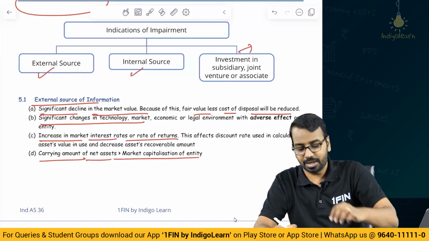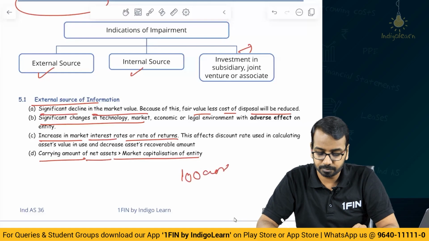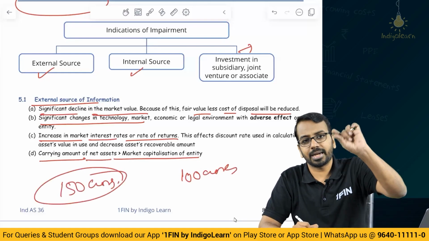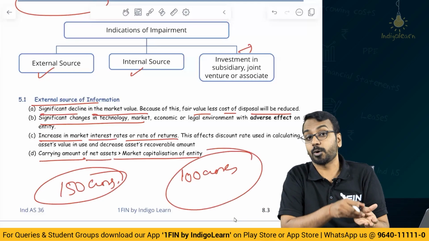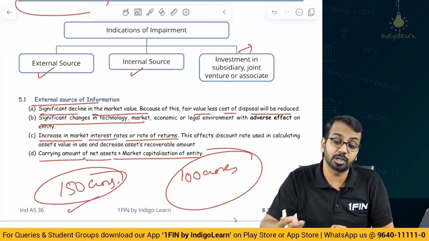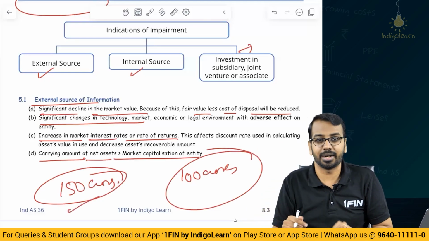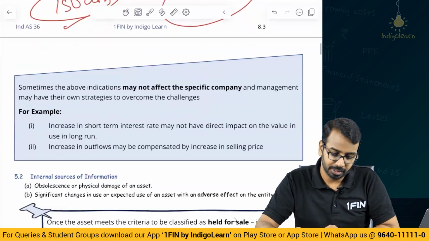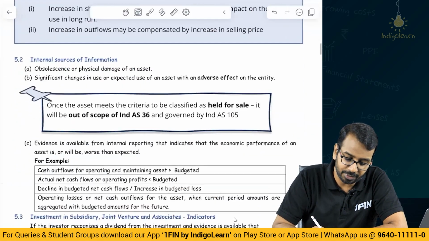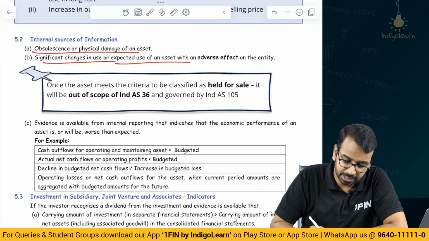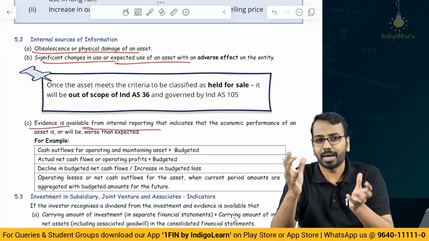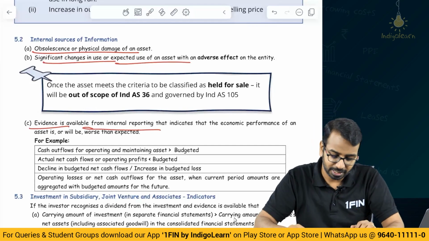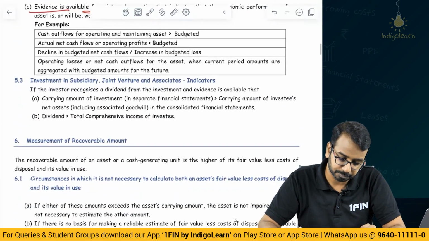Carrying amount of net asset is greater than the market capitalization of the entity. So market capitalization of the entity is, let us say, 100 crores. Book value is 150 crores. So the market is putting a value of 100 crores, maybe for some problem. Okay, so in that case also there could be an indication of impairment. After this is done, we have to calculate the recoverable amount. Internal sources: physical damage, significant changes in expected use, evidence available from internal reporting. So management and all are discussing that yes, this asset has become useless. So that also can be an indication of impairment.